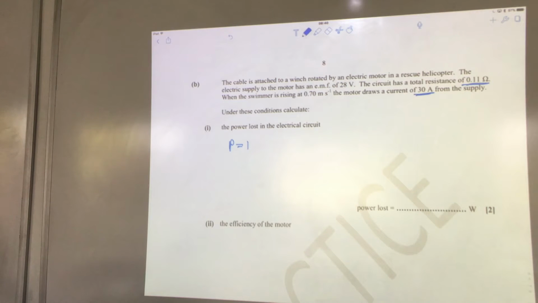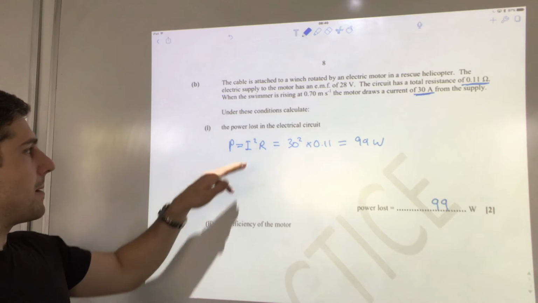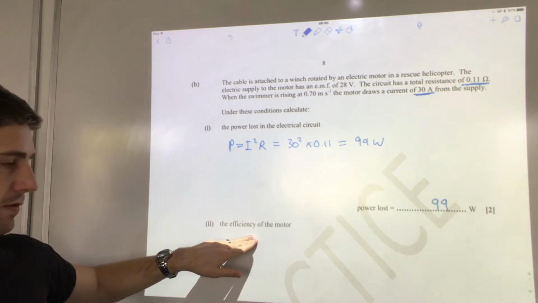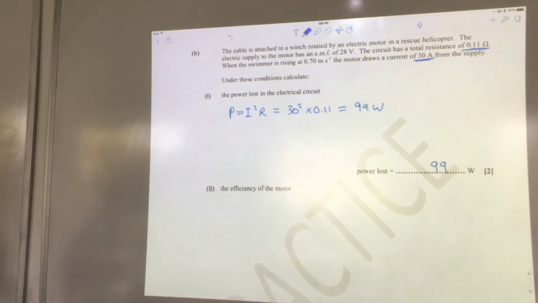So power is equal to I squared times R. That's 30 squared multiplied by 0.11. And when we do that, we get 99 watts. That's the power lost in the electrical circuit. Notice we're talking about power lost here. It's going to be important for this question, where we need to calculate the efficiency of the motor.